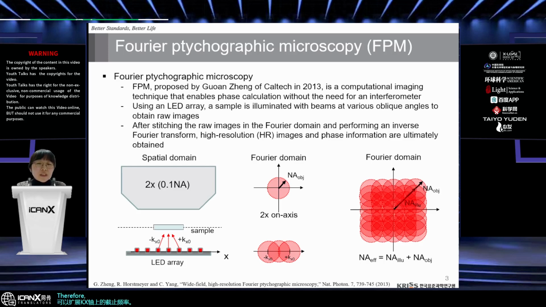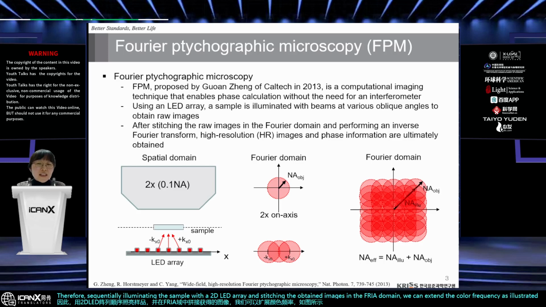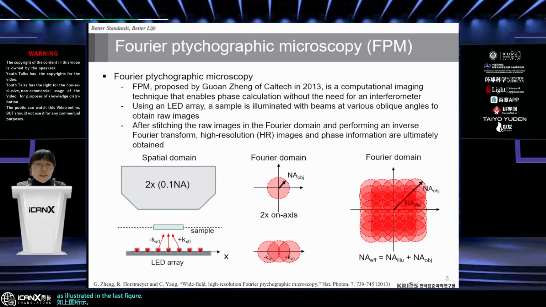Therefore, by sequentially illuminating the sample with a 2D LED array and stitching the obtained images in the Fourier domain, we can extend the cutoff frequency as illustrated in the last figure. In this case, the system's numerical aperture NA becomes the summation of the objective lens NA and the illumination NA.